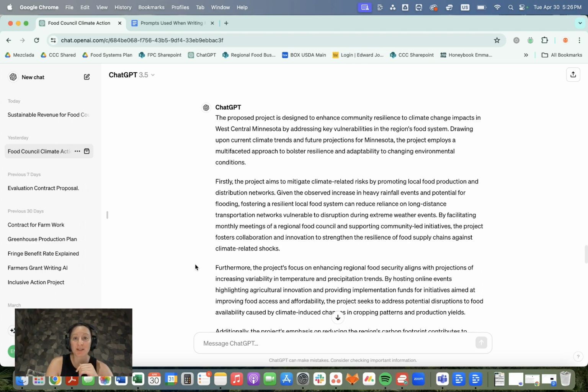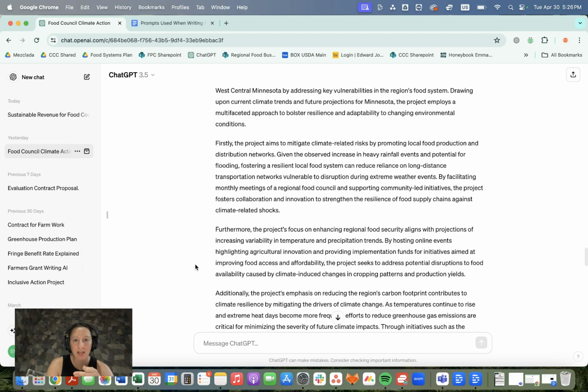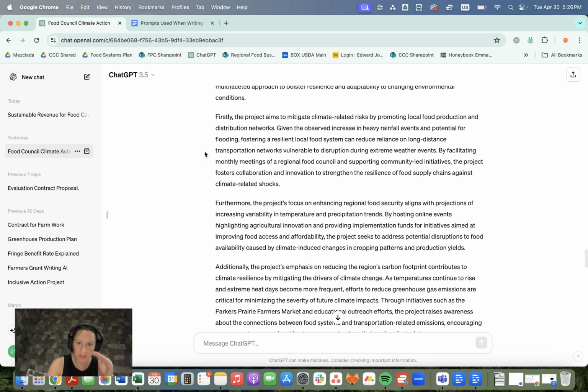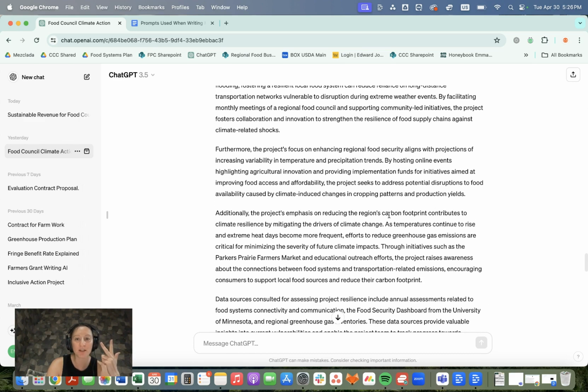The proposed project is designed to enhance community resilience to climate change impacts in West Central Minnesota by addressing key vulnerabilities in the region's food system. Drawing upon current climate trends and future projections for Minnesota, the project employs a multifaceted approach to bolster resilience and adaptability to changing environmental conditions. It's so well done. It's really clear, and it outlines the different ways that it's doing this. So mitigating climate-related risks, focusing on enhancing regional food security, reducing carbon footprint.